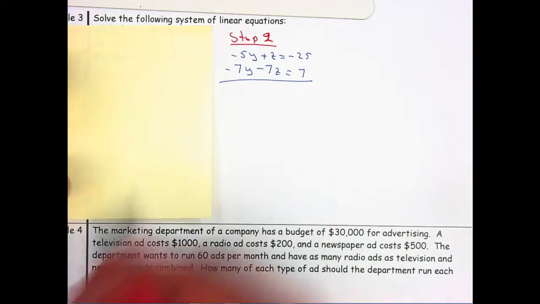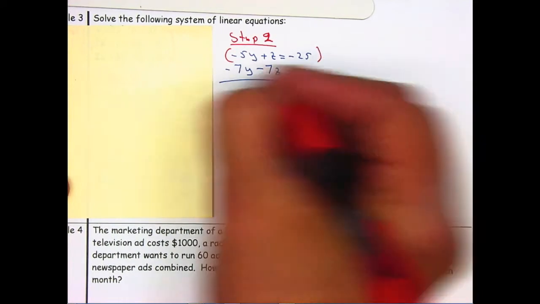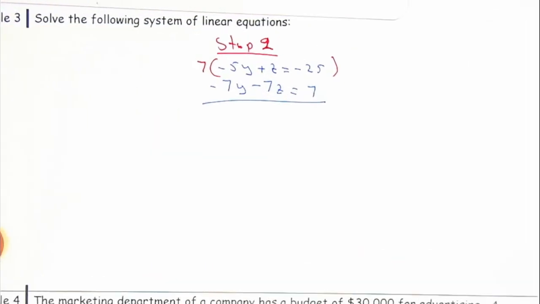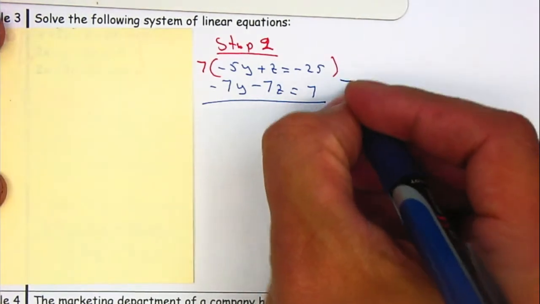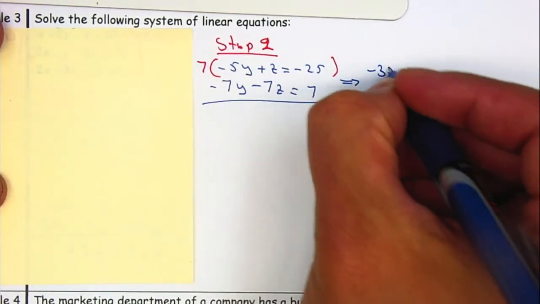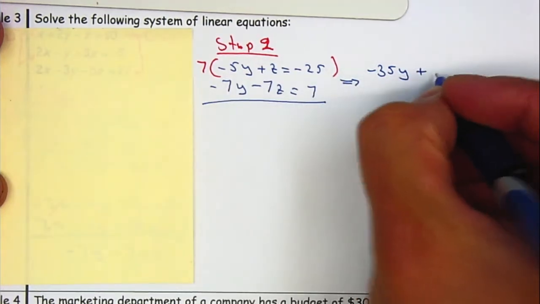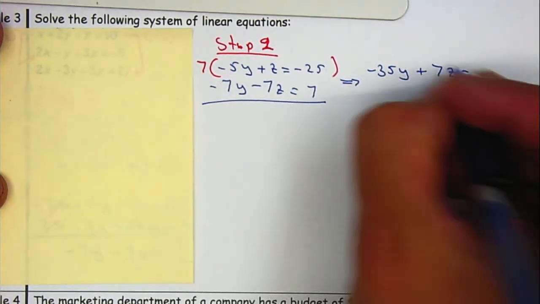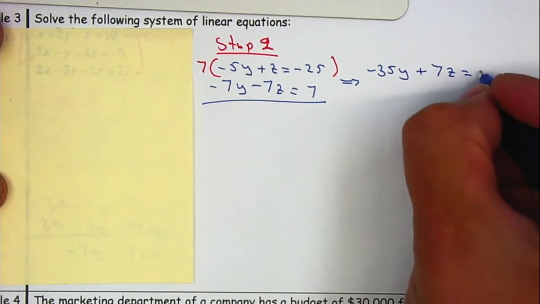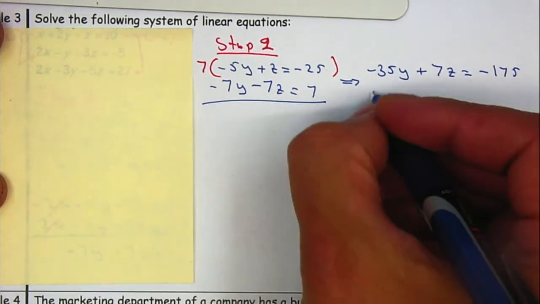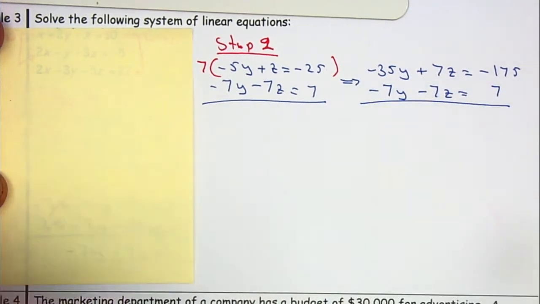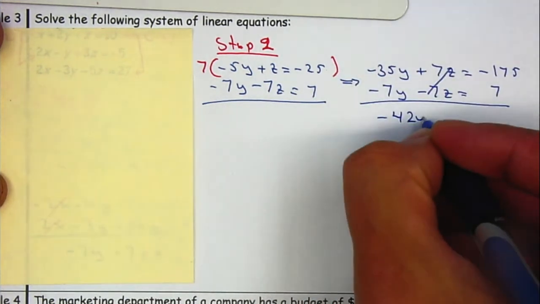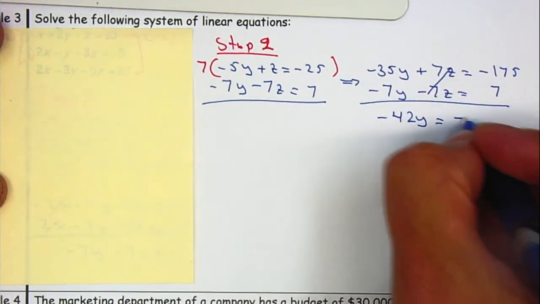I want to cancel the y's or the z's, so I'll multiply this one by 7 so I can cancel the z's. That will make it positive 7z, and that will cancel. So let's go and rewrite it. So it gives me -35y plus 7z is equal to -175. The bottom one stays the same. That cancels. So that's -42y is equal to -168.